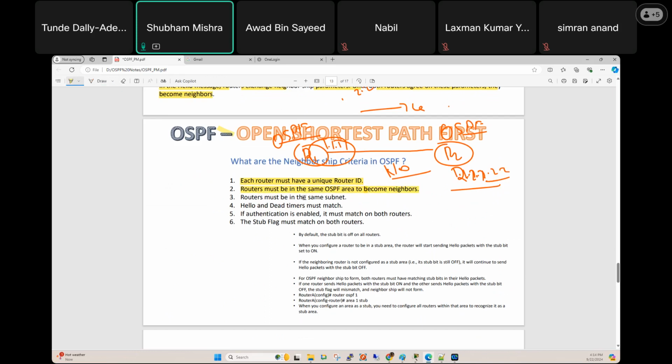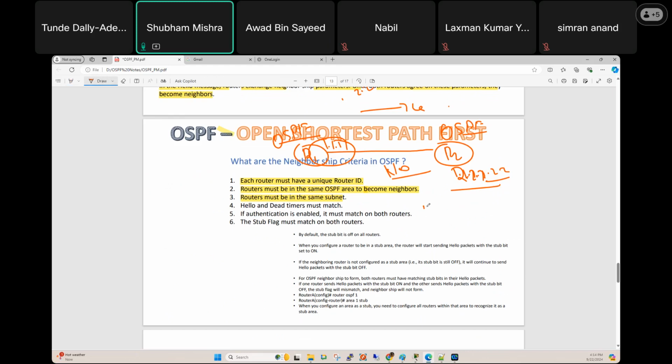Third thing, routers must be in the same subnet. Same subnet means same network. For example, here you configure 10.1 and here you configure 20.1. Both routers will never become neighbors. Are you getting my point? Yes. So if you want neighborship, both routers should be in the same subnet.